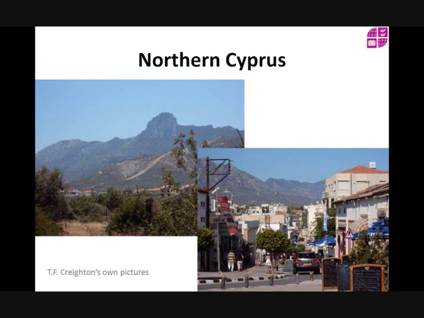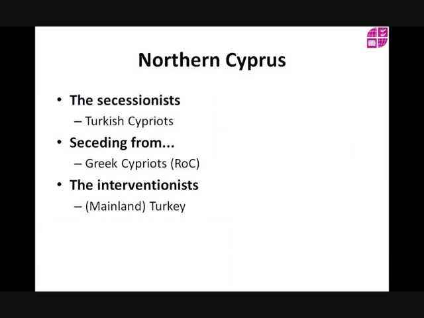These are my own pictures. This is the town nearest to where I lived, and this is where I lived. Again, I think it's useful for you to see what the country looks like before we talk about wars and conflicts. The secessionists are Turkish Cypriots. They want independence from the Greek Cypriots. The people who intervened were mainland Turkey, the Republic of Turkey, and nobody else. So before we were talking about a NATO alliance, now we're talking about one NATO country by itself.